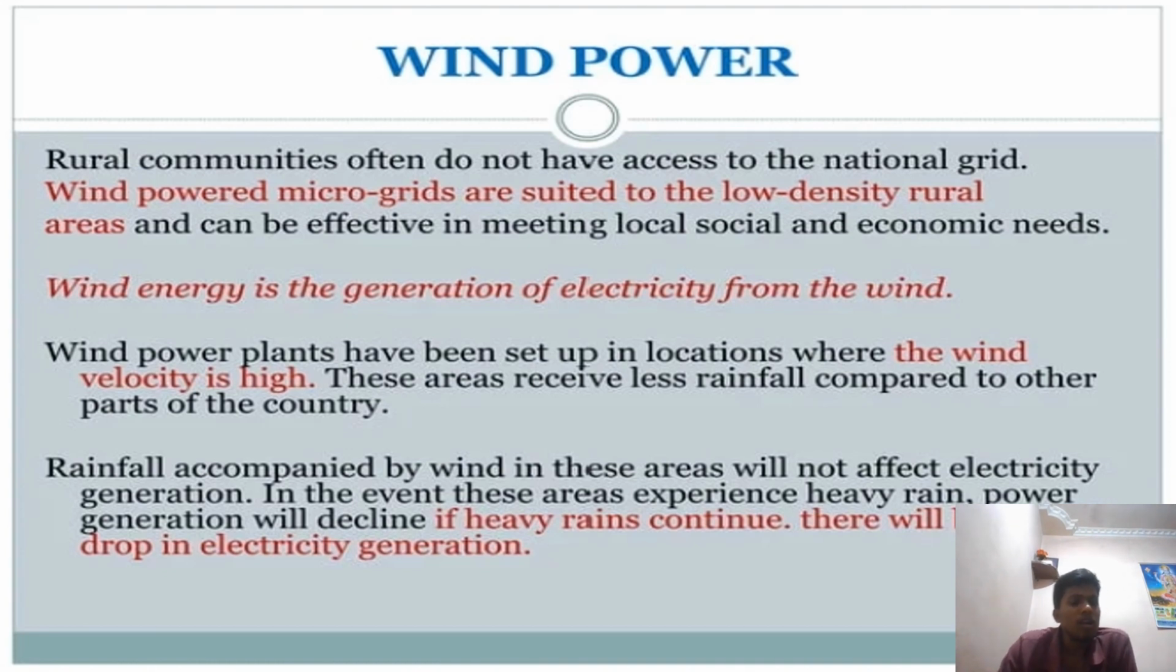Wind power. Rural communities often do not have access to the national grid. Wind-powered microgrids are suited to the low-density rural areas and can be effective in meeting local social and economic needs. Wind energy is the generation of electricity from the wind. Wind power plants have been set up in locations where the wind velocity is high. These areas receive less rainfall compared to other parts of the country. Rainfall accompanied by wind in these areas will not affect electricity generation. In the event these areas experience heavy rain, power generation will decline if heavy rain continues. There will be a drop in electricity generation.